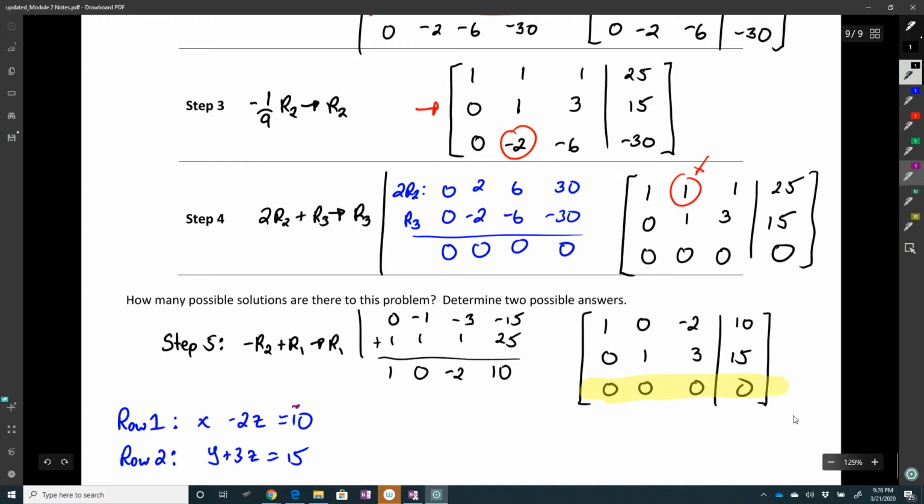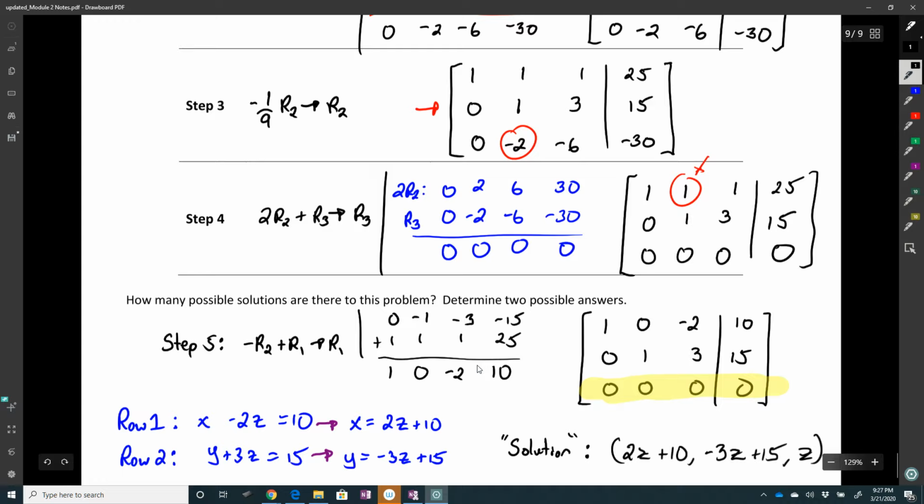We can solve this. So x equals 2z plus 10. Y equals negative 3z plus 15. And there you go. So my solution, which again I put in quotes, I'll explain in a bit, is 2z plus 10, negative 3z plus 15, and z.